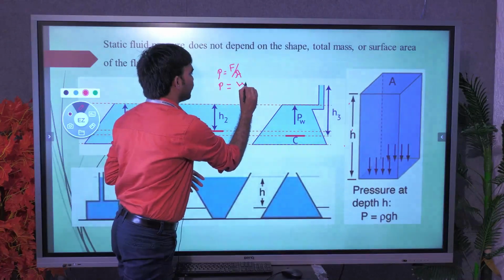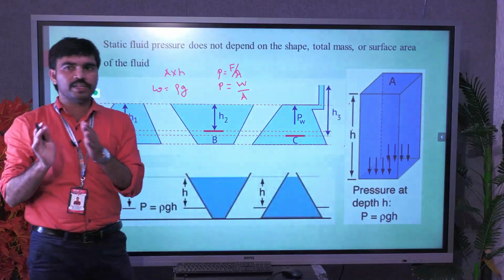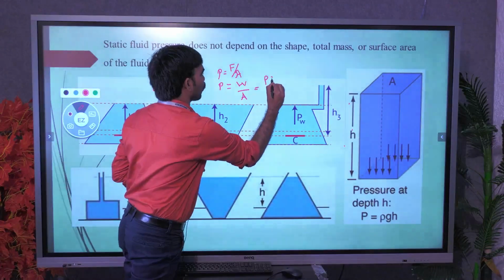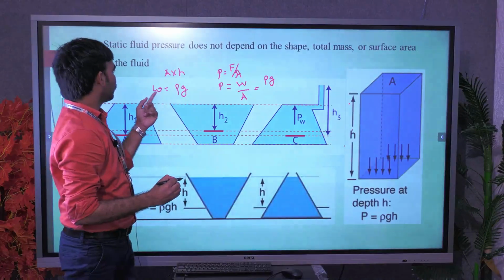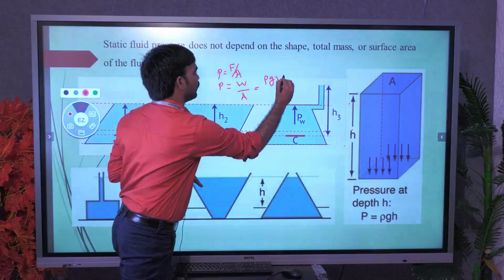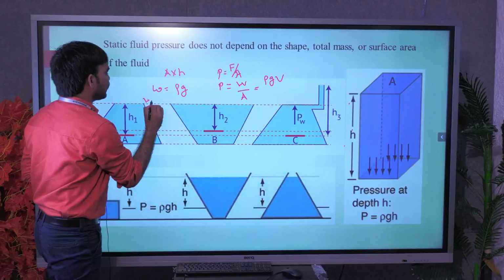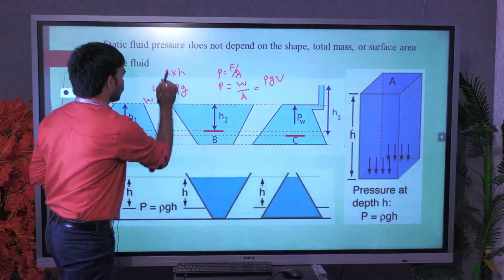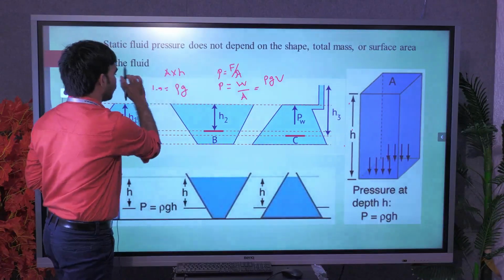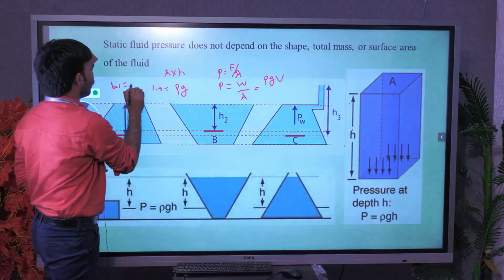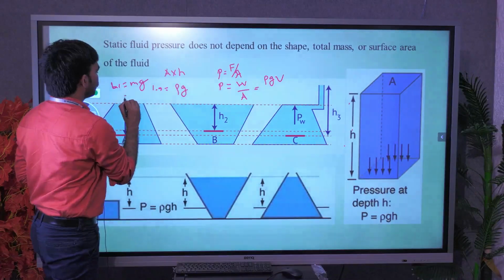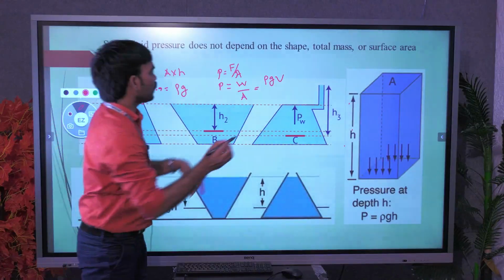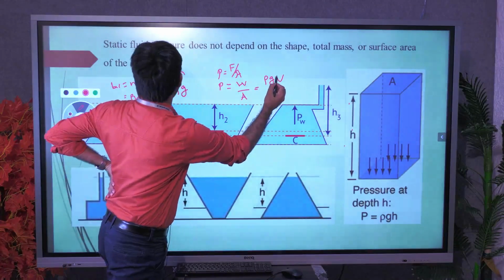So what is the force? Force is nothing but weight, weight per unit area. What we required is the pressure intensity. So what is the weight? Weight is equal to M into g, right? So M is rho V, so weight is equal to rho g V.